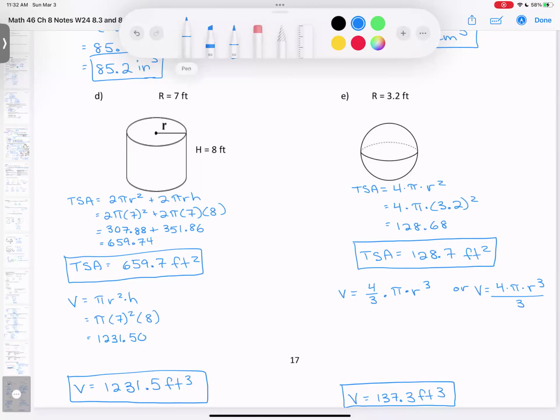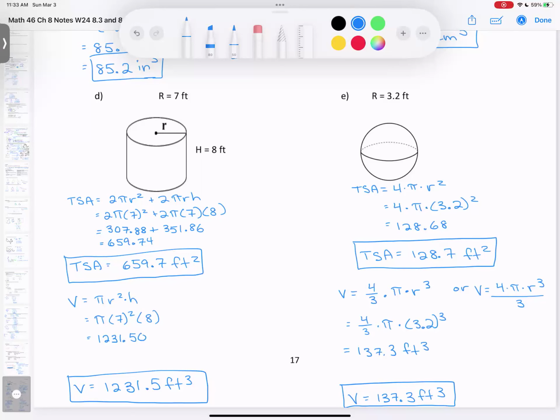Okay, so do that, hit equals, so that now that 4/3 has been approximated as a decimal, then do times pi, and then times, I'm just going to write this out, so 4/3 times pi times our r, which is 3.2 cubed. So times 3.2 cubed. And I get 137.26, or well, let's just round straight to the nearest 10th. That would be 137.3, and this is going to be in feet cubed.